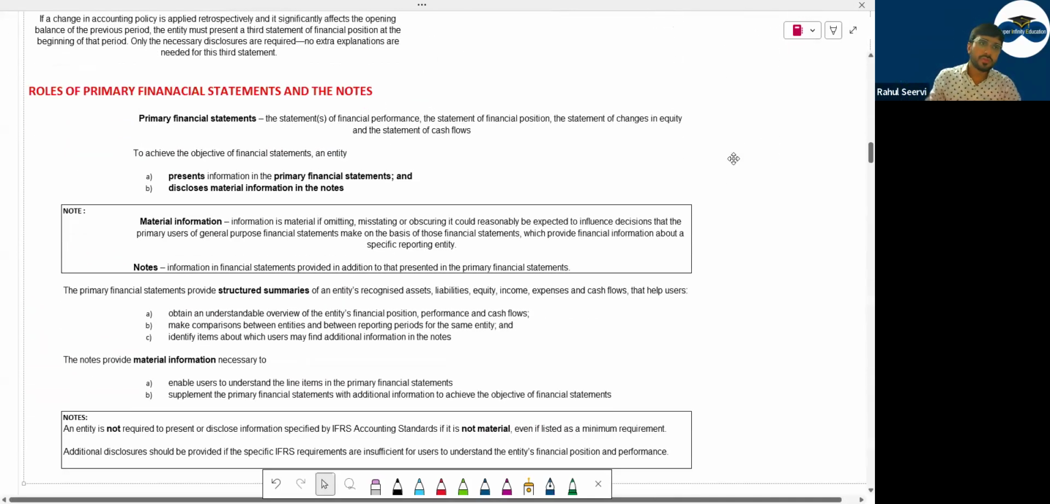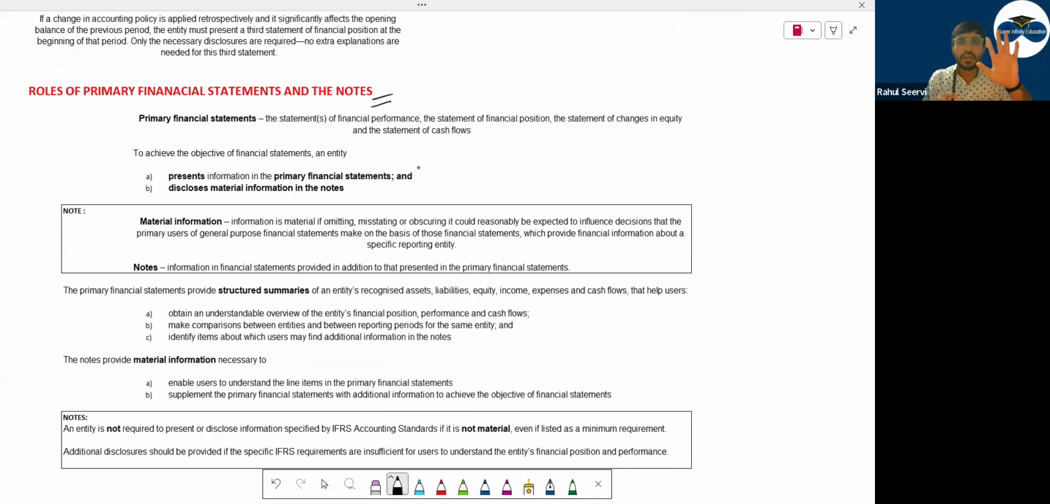Now coming to the role of primary financial statements. I mentioned the primary statements: balance sheet, P&L, changes in equity, cash flow, and notes to account. Then we discussed two additional ones: comparative figures, and the concept of third balance sheet. We'll do that in IAS 8.